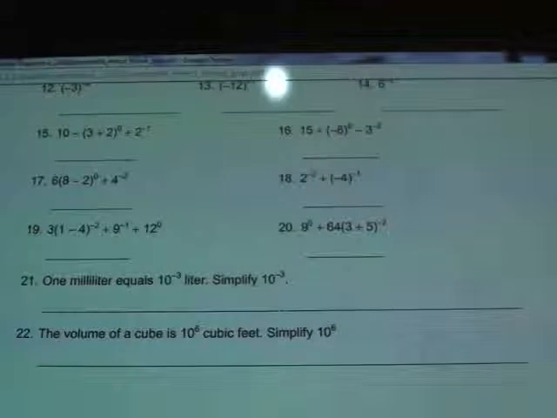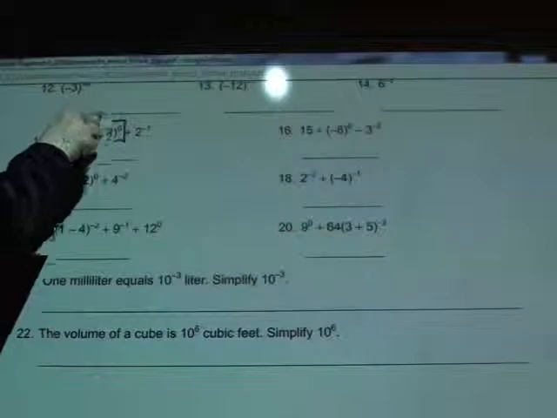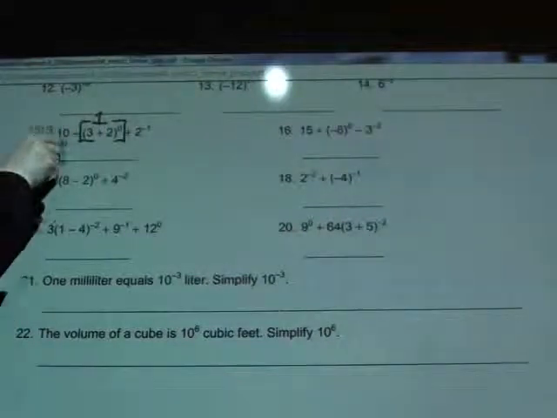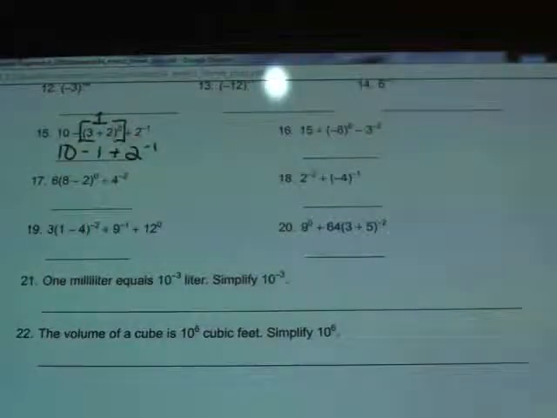Well, we know that anything to the 0th power, again, it doesn't matter what the base is, always equals 1. So even though that looks like a lot of work, that whole part there, when we're done, just becomes 1. So this is 10 minus 1 plus 2 to the negative first. And all of a sudden, a question that really looked like it had a lot going for it actually doesn't look too bad. Let's deal with 2 to the negative first now.